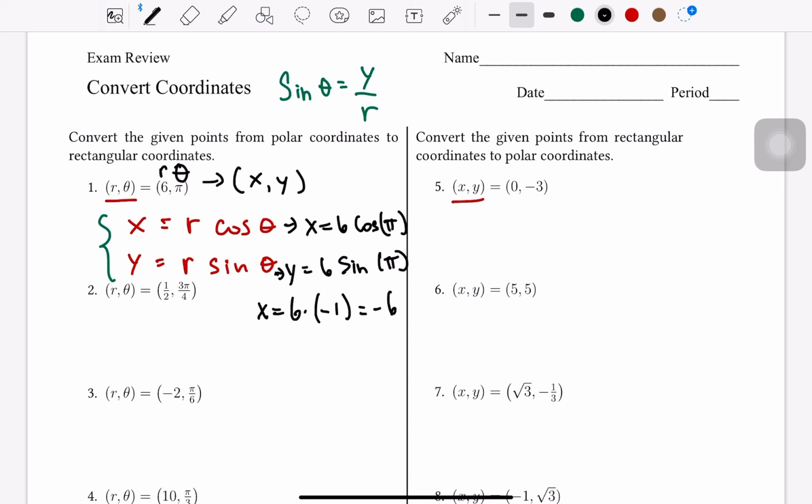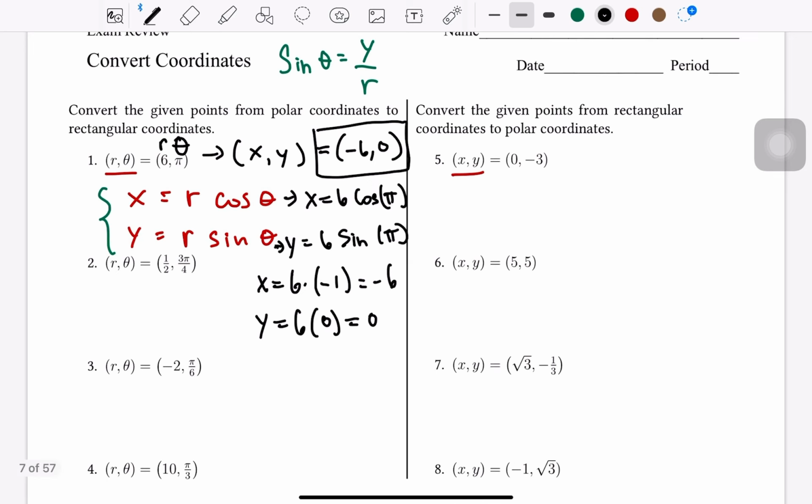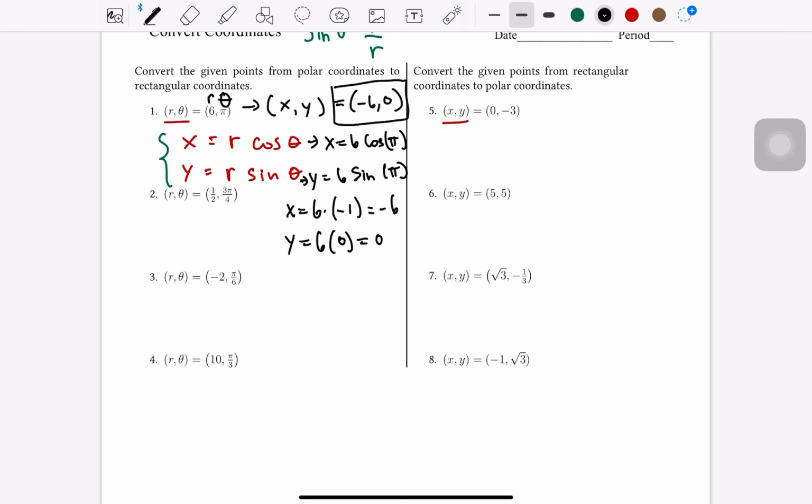This gives us -6, and for the y, we have 6 times sine pi. That's 0 actually. So we end up with -6 comma 0. So x comma y is equal to -6 comma 0. And then we are done. So you're going to use this formula that we just used for number 1 to do numbers 2, 3, and 4. I will go update those on Canvas with the solutions themselves. But I'm not going to have them all worked out.